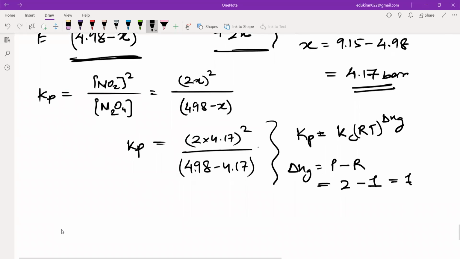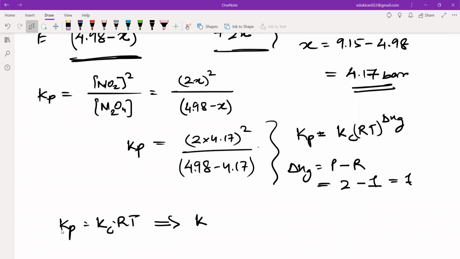So we can just write Kp is equal to Kc times RT. And rather we need to find the Kc from Kp. So we have the Kp. So Kc will be equal to Kp upon RT.